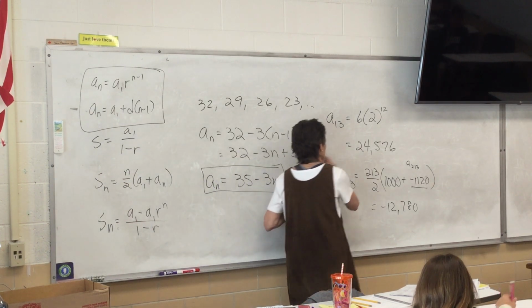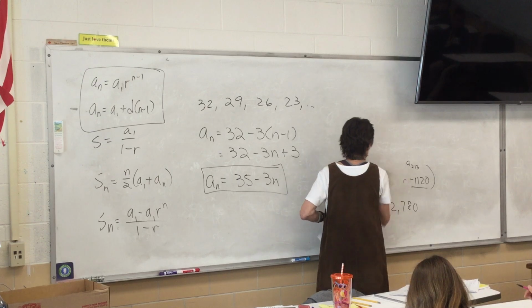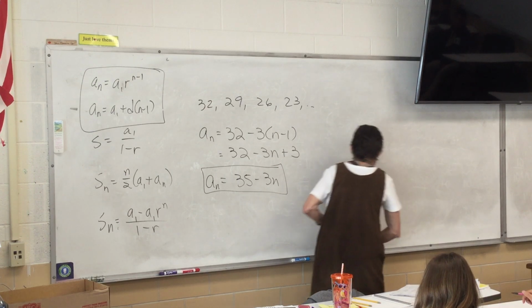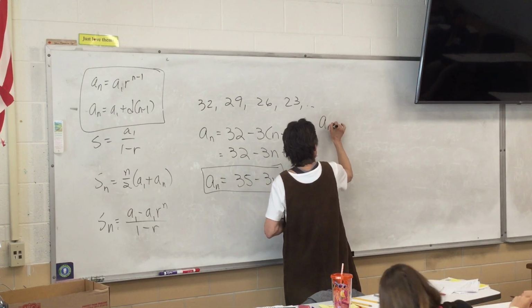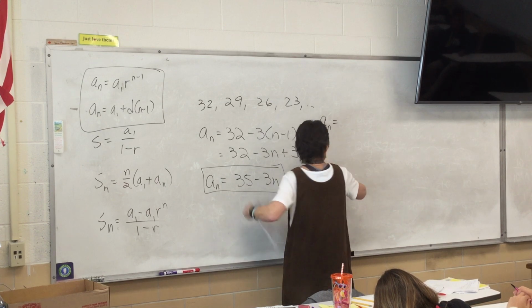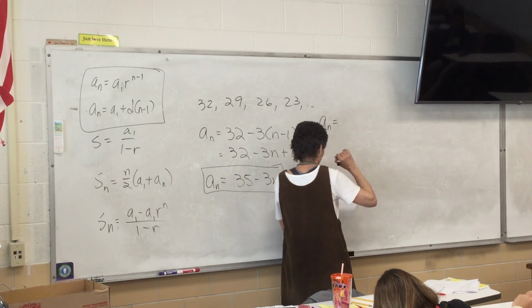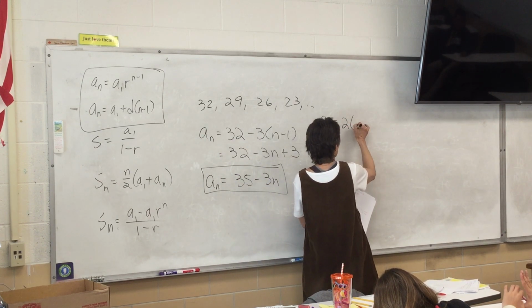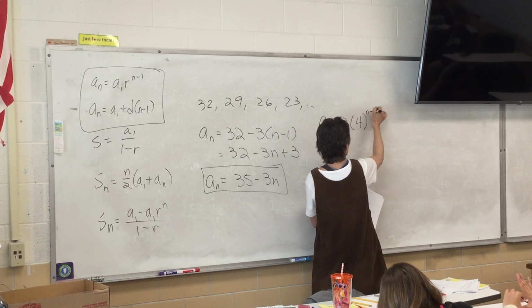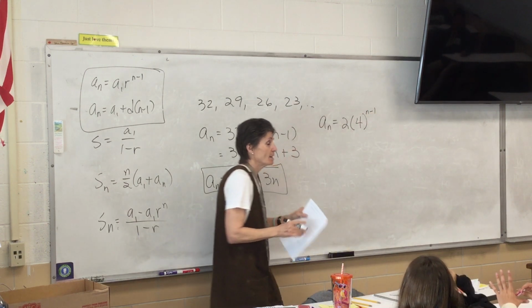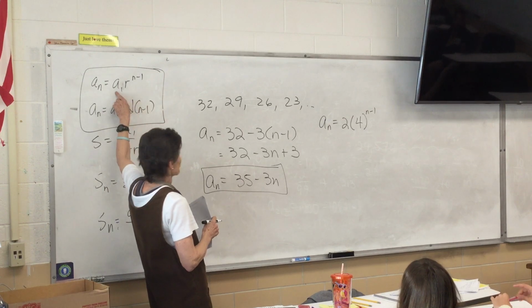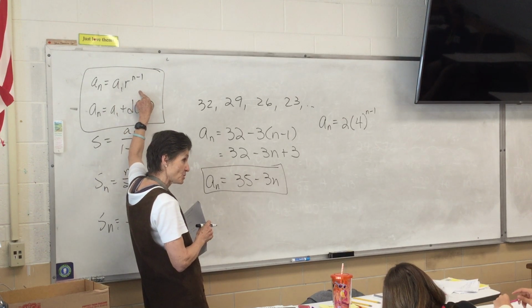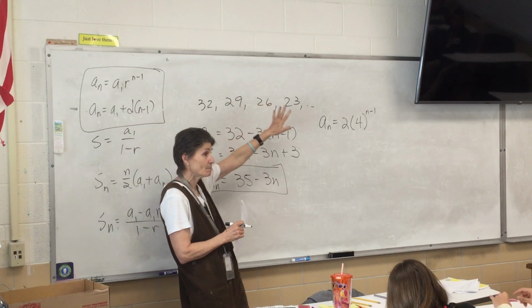All right, how about the next one? 2, 8, 32. What's happening there? Multiplying by 4. So my explicit formula, which is the top one this time, will say take the first term times the ratio to the n minus first. I plugged in my first term and I plugged in my ratio and I am done.